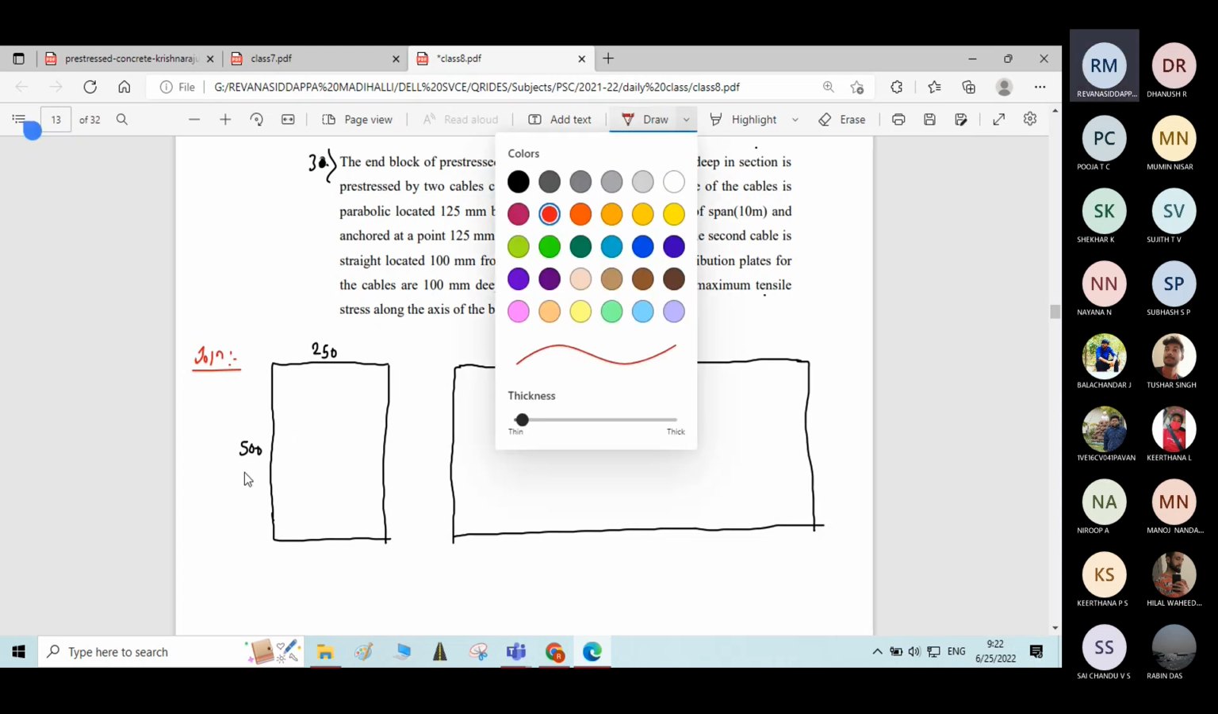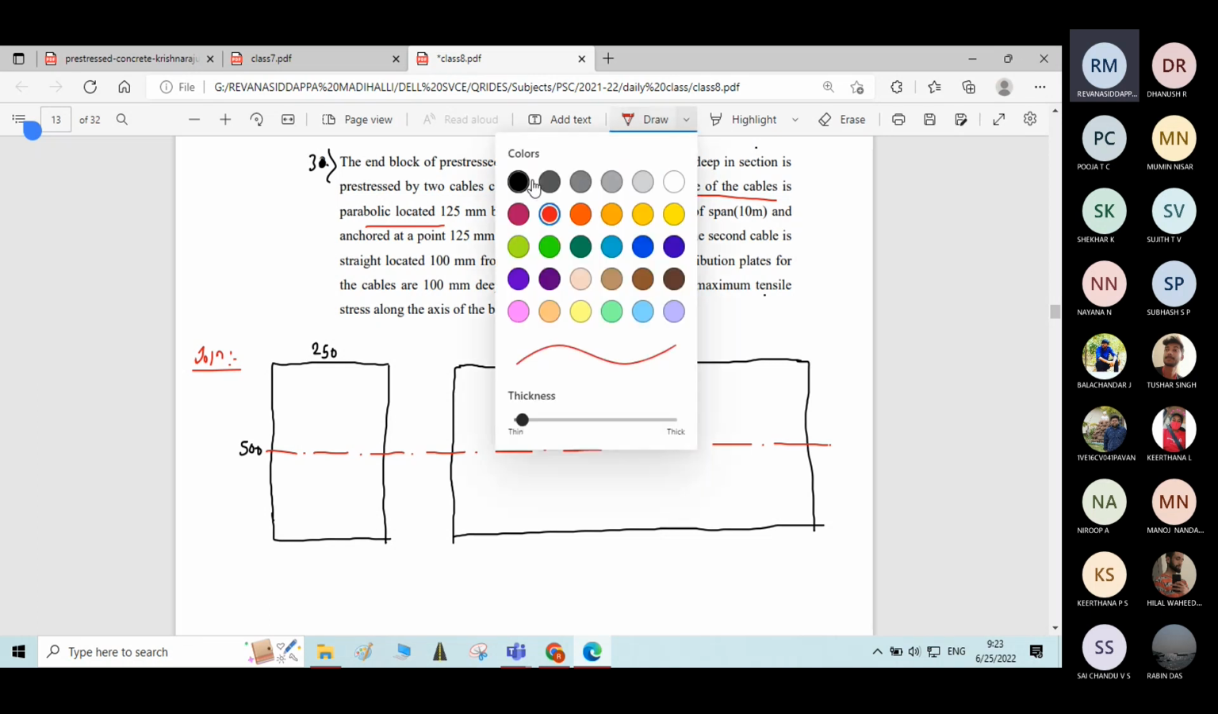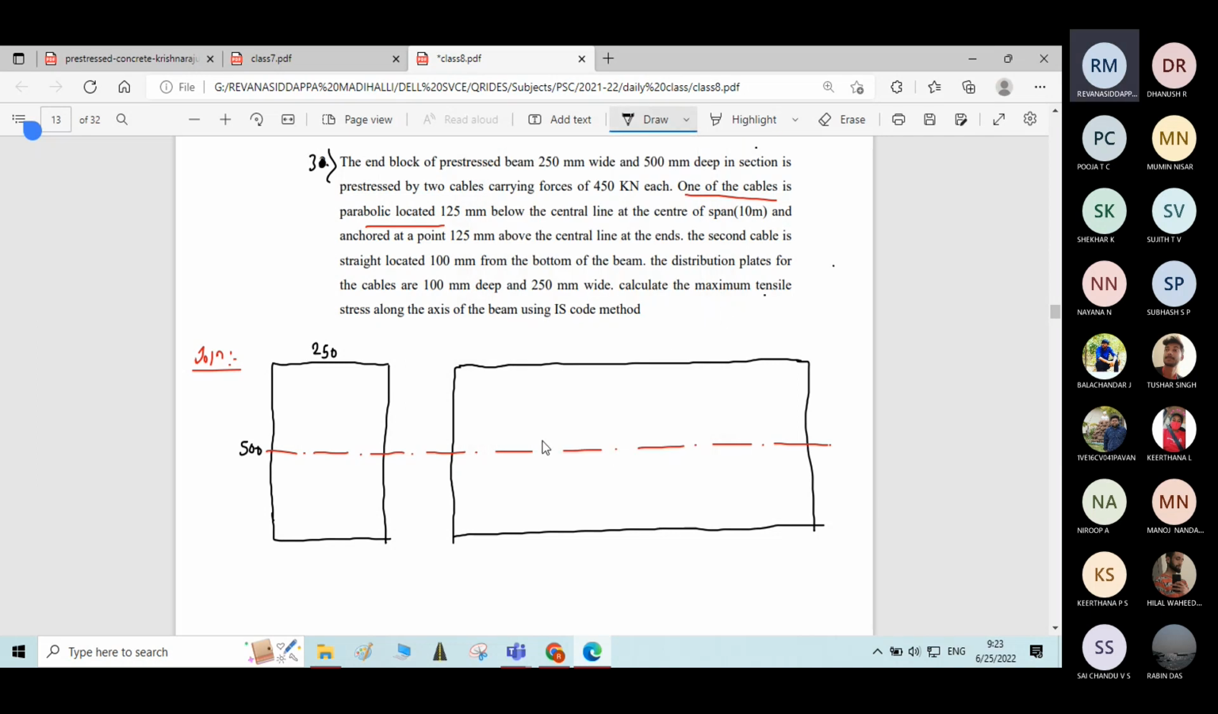Let us write the centroidal axis. Now write the cable profile. One of the cables is parabolic, located 125 mm below the central line and anchored at a point 125 mm above the central line at the ends. At the support it is above the central line by 125 mm, and at the center of the span the cable is at a distance of 125 mm below the central axis. It's a parabolic cable.